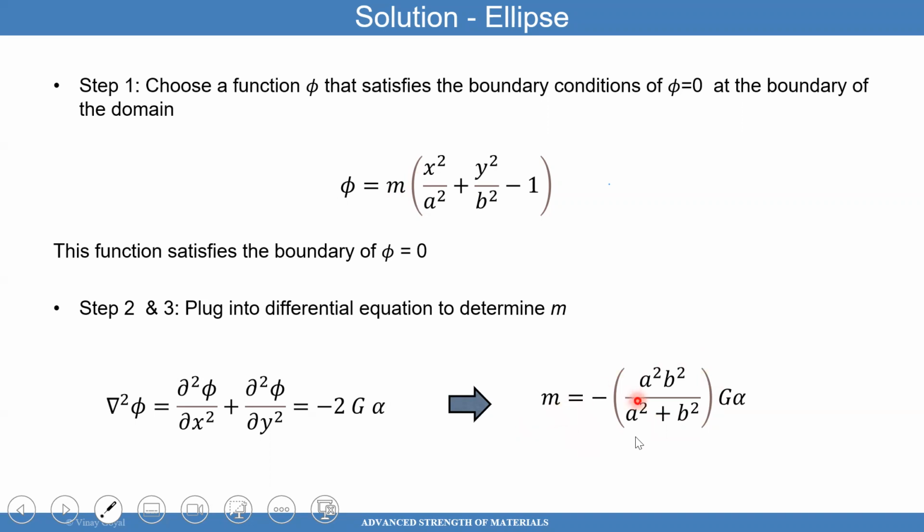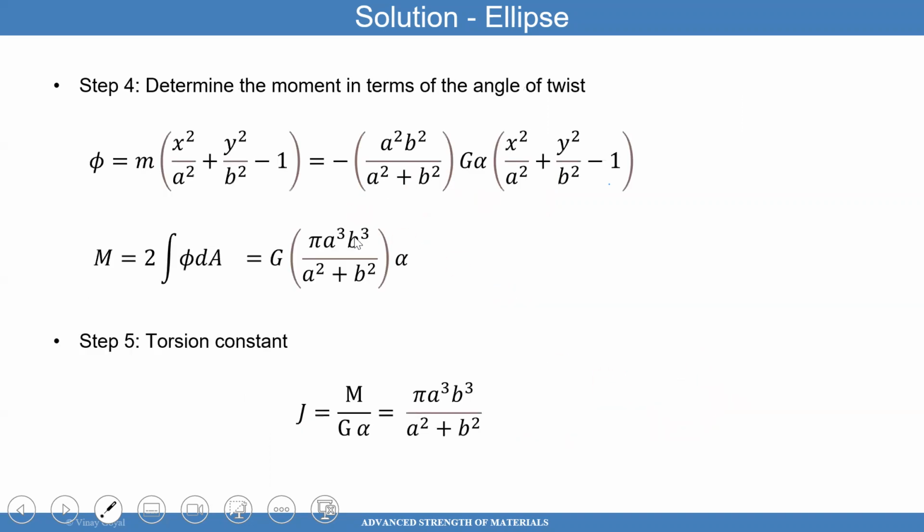How do I calculate m? Guess what? Now I know what phi is. I'm done. Phi is this formula here. Do I know what phi is? Yes, I know what phi is because I know the shear modulus. I know a and b, these are geometric parameters. And the only thing is that phi is in terms of alpha, which is great. Now I plug phi into this integral.